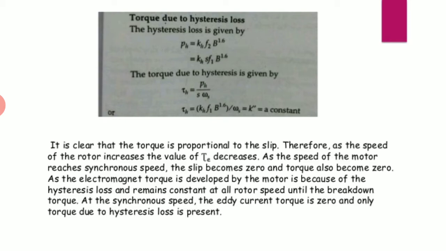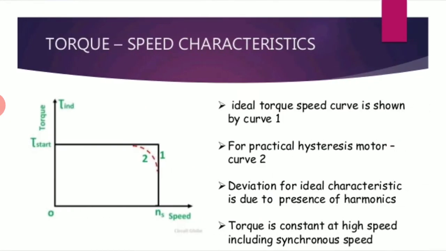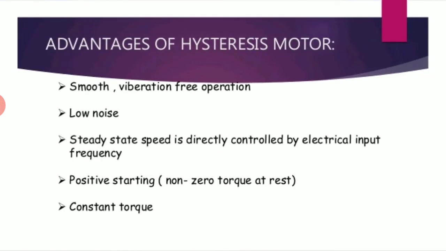That means at synchronous speed, eddy current torque becomes zero and only torque due to the hysteresis is present. Let's see what the torque-speed characteristics of the hysteresis motor are. The ideal torque characteristic is shown by curve 1, and the practical hysteresis motor will look like curve 2. The deviation from the ideal curve is due to the presence of harmonics which are generated at unwanted frequencies. The torque is constant at high speed including the synchronous speed. That means this kind of motor provides constant torque or constant speed.